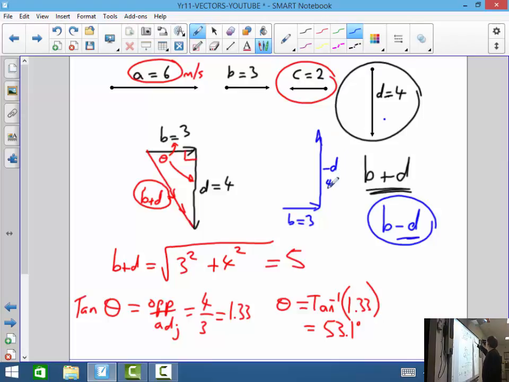And again, you're going to do the same sort of thing for the total. We're going to go like that. Now obviously that's going to be the same size. It's still going to be 5, and it's still going to be an angle here of 53.1 degrees. You're still getting a size of, as an answer, equal to 5. B take D equals 5. But it's now going up in the opposite direction, so there's a difference there.